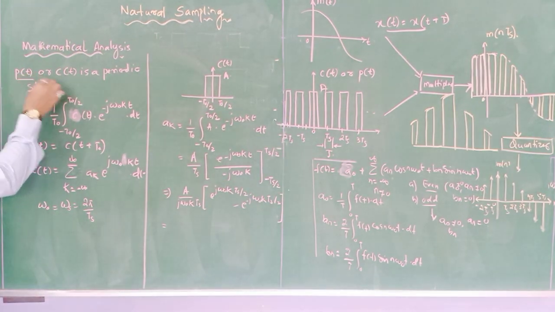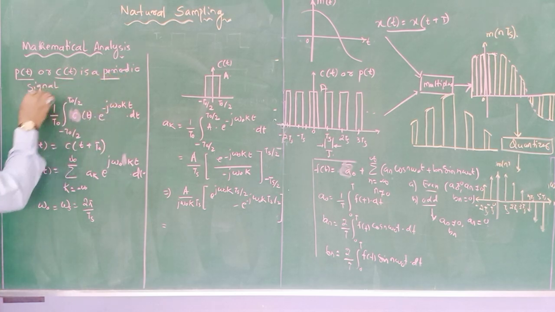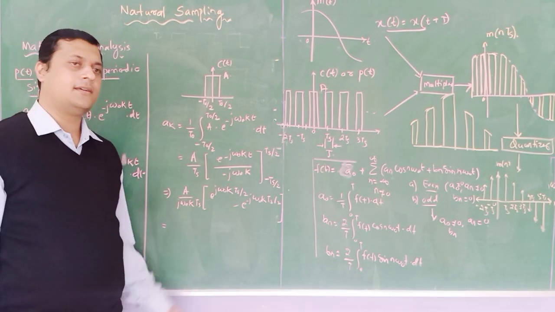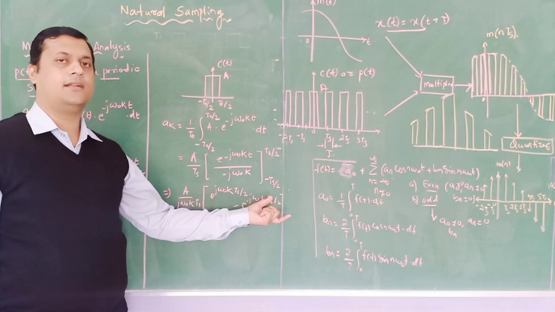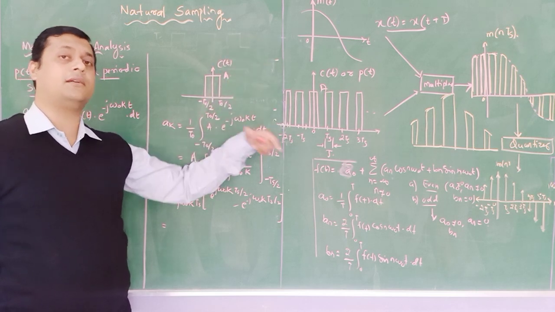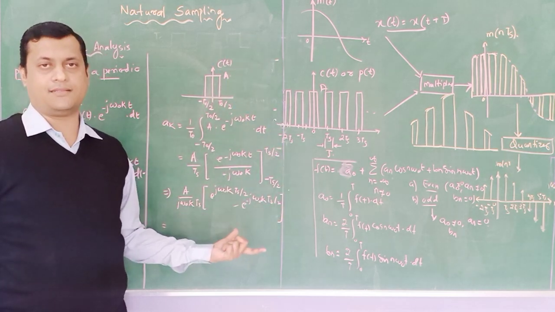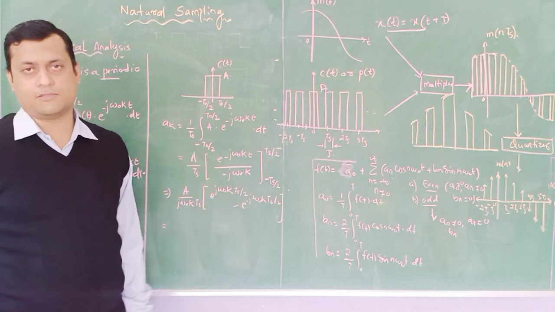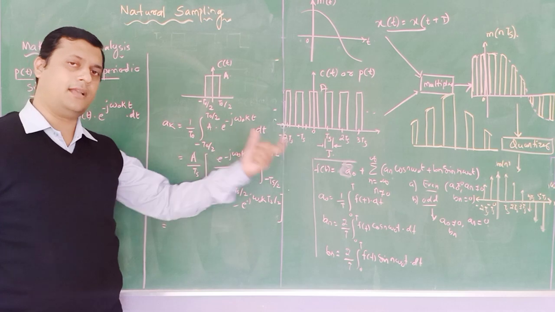Let us consider p of t or c of t is a periodic signal. Now if it is a periodic signal, we need to identify the coefficient so that the relation will multiply with respect to the message component, and we can form an output sampled message signal, which can be analyzed in terms of Fourier spectrums or in terms of frequency domain.